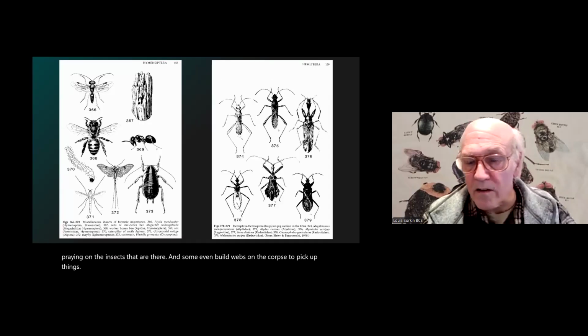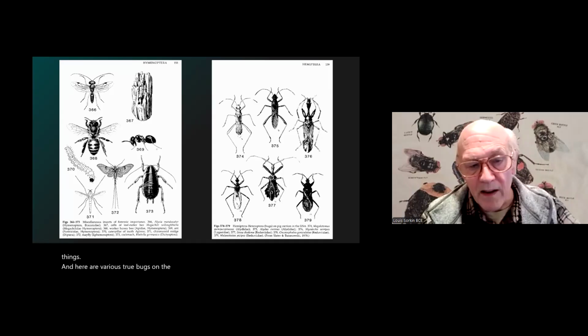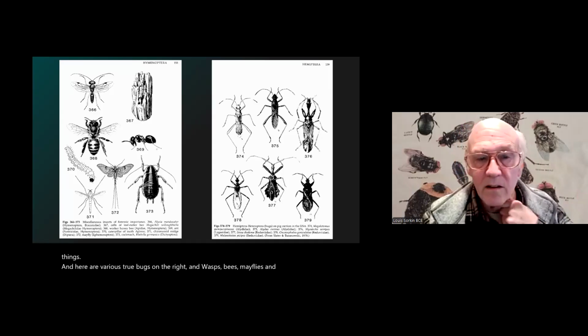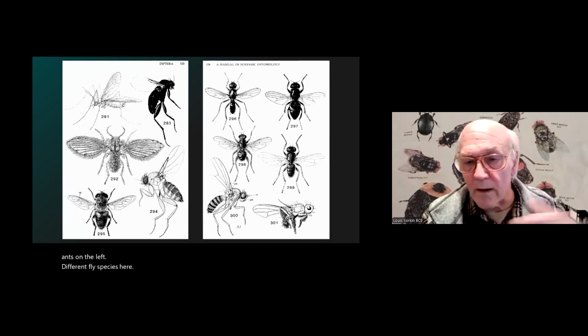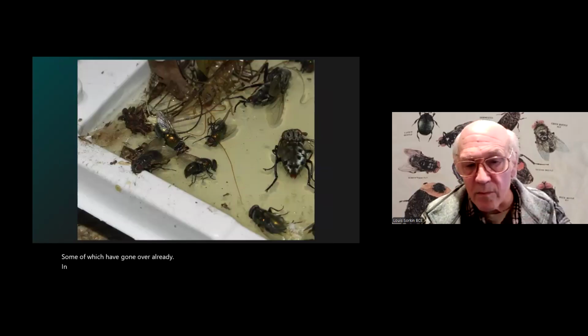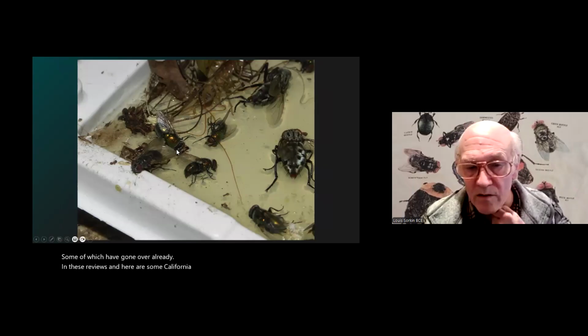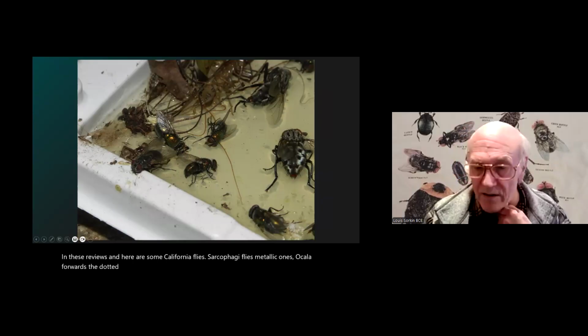And here are various true bugs on the right, and wasps, bees, mayflies, flies, cockroaches, and ants on the left. Different fly species here, some of which I've gone over already in these reviews. And here are some calliphorid flies and sarcophagid flies. The metallic ones are calliphorids, the dotted ones here are the sarcophagids.